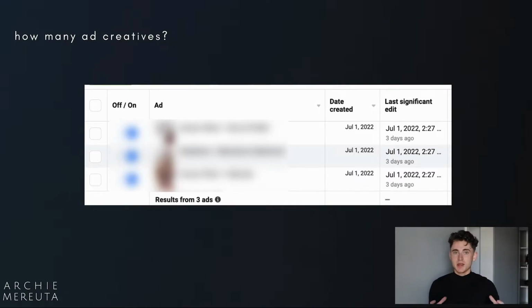Now, moving forward, the next question that we need to answer is how many ad creatives. So we've tackled how many ad sets you need to have. Now let's talk about how many ad creatives. And usually the sweet spot that I notice is three ad creatives. If you are running less than 3 ad creatives, I noticed that the budget is not distributed efficiently.